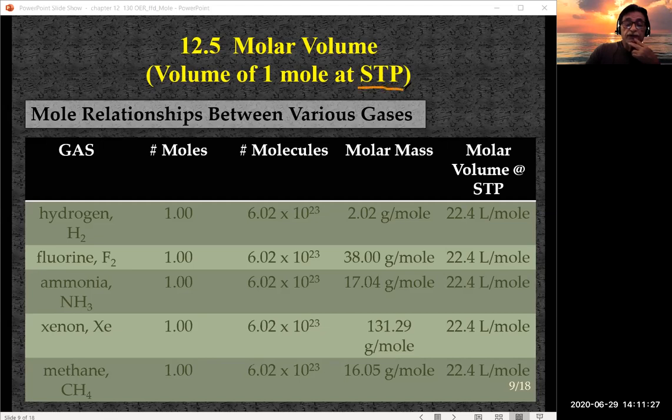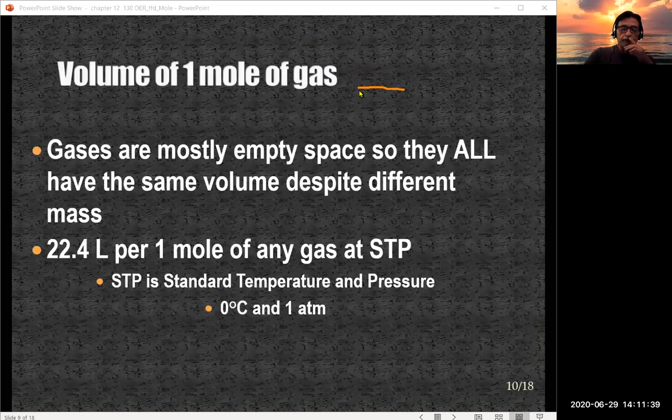Okay, STP. Well, that stands for standard temperature and pressure. Here's standard temperature and pressure. That is 0 degrees Celsius, and the pressure is 1 atmosphere. We are approximately right now at 1 atmosphere pressure, and that varies depending on what part of the country and how high you are from sea level, but approximately we're at 1 atmosphere.